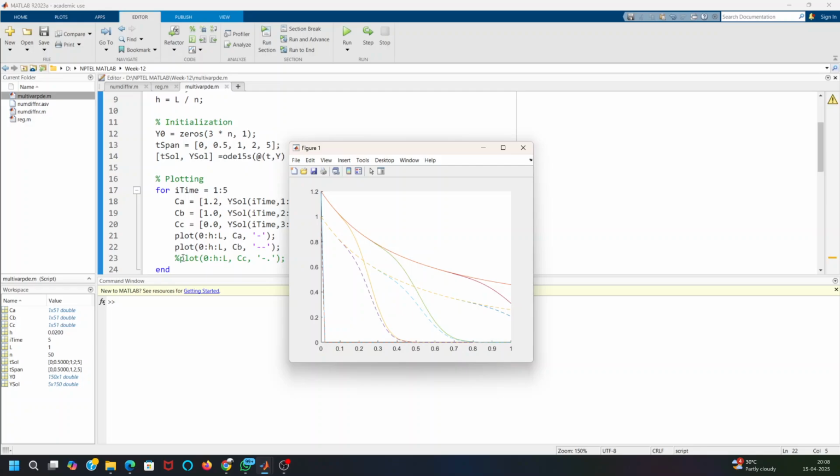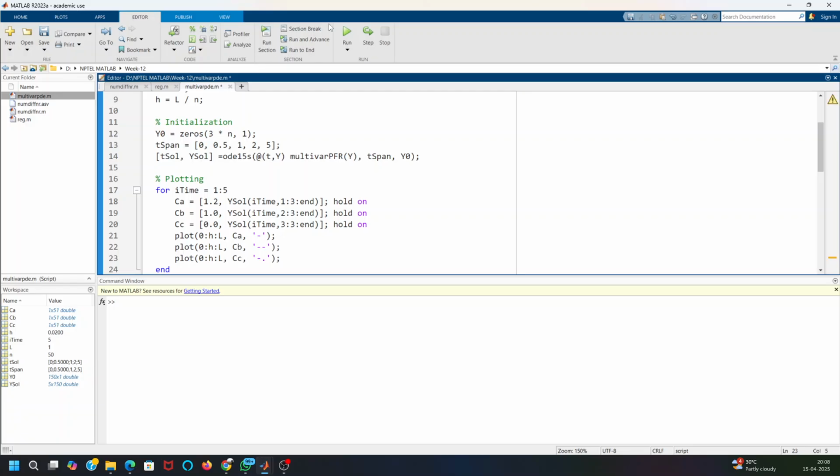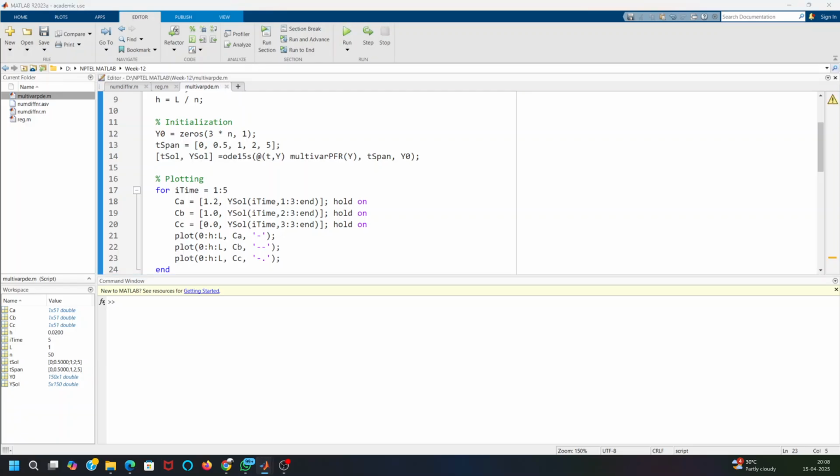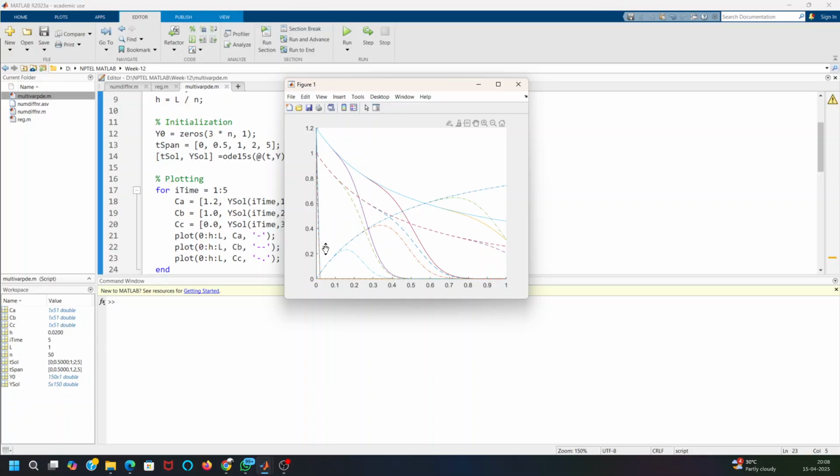Then we can also plot CC. Then it will look like this. So CC is this plot. You can see the CC values are increasing here, and then they are increasing and also decreasing for certain time instances.